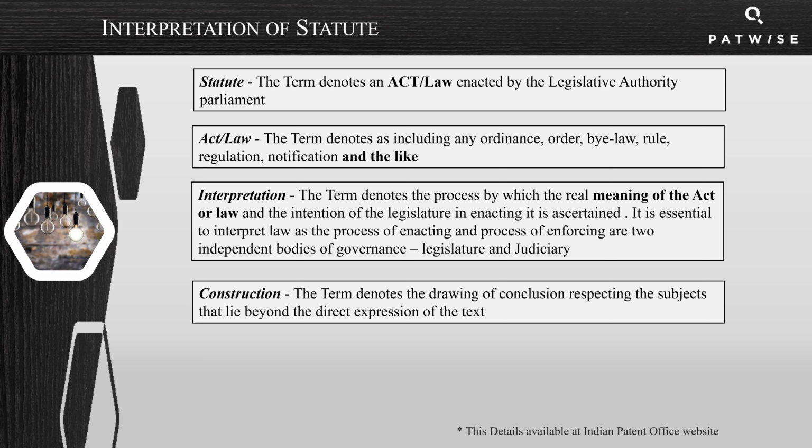Interpretation of a statute. The term interpretation denotes the process by which the real meaning of the act, the intention behind which an act is being passed, is ascertained. It is very essential to interpret law, as the process of enacting an act and the process of enforcing the act are two different bodies, such as the process of enacting is done by the legislature and the process of enforcing it is done by the judiciary.